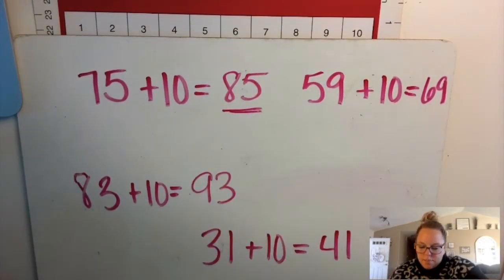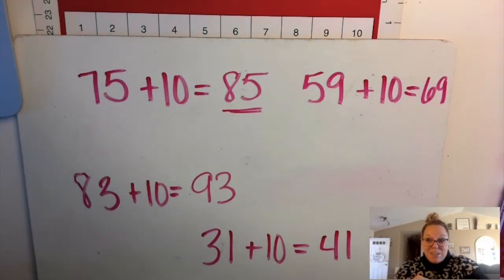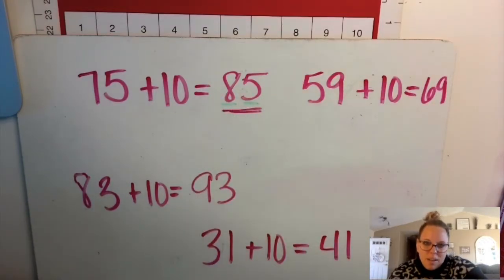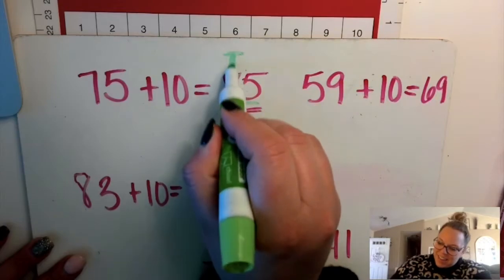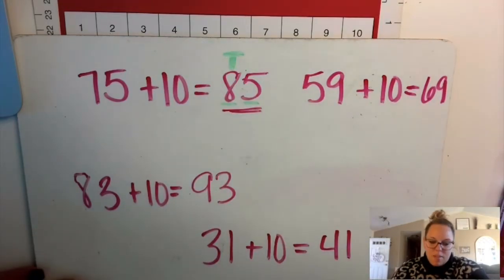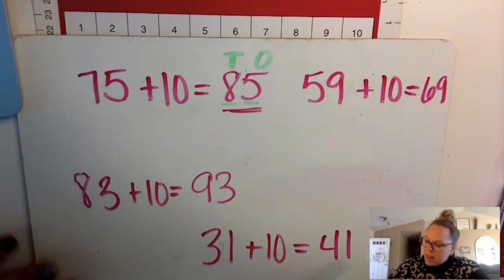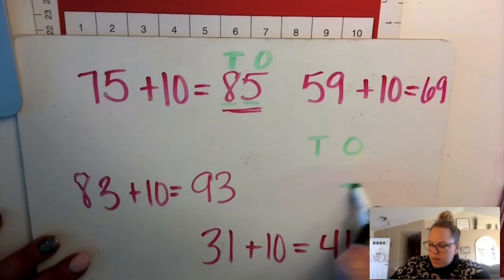Okay, now, I want us to look at the number 85. Which digit told us the number of tens? Remember a few lessons ago, we talked about pennies and dimes, and we talked about tens and ones. So which of these digits, the 8 or the 5, is going to tell us the number of tens? The 8 is. And which digit tells us the number of ones? The 5 does.